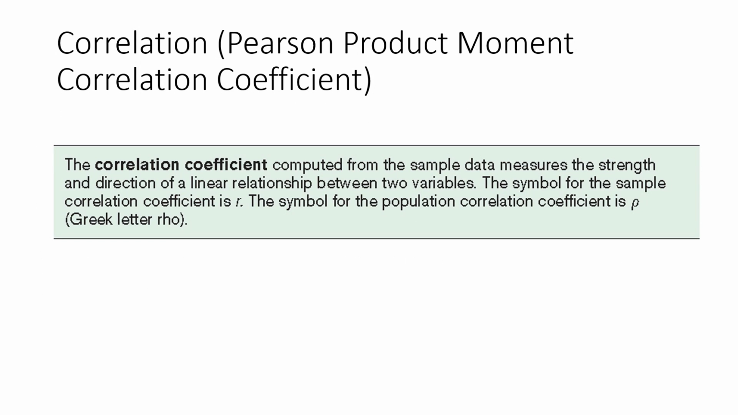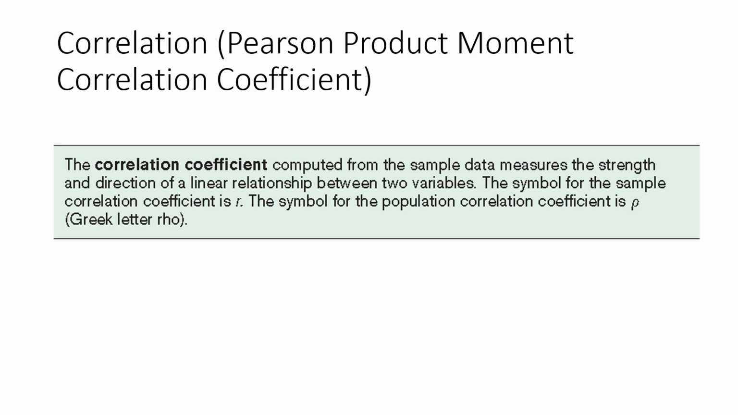So this is the correlation. For this discussion, we are only focused on the Pearson product moment correlation coefficient. The correlation coefficient computed from the sample data measures the strength and direction of a linear relationship between two variables. The symbol for the sample correlation coefficient is small letter r.